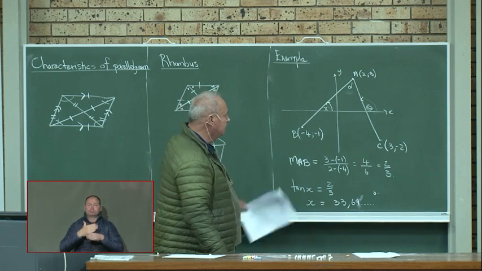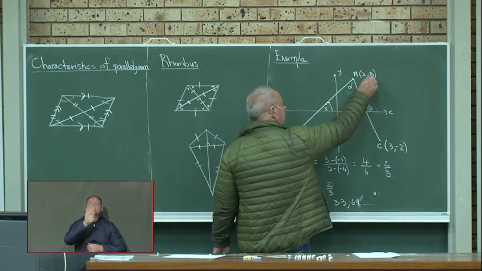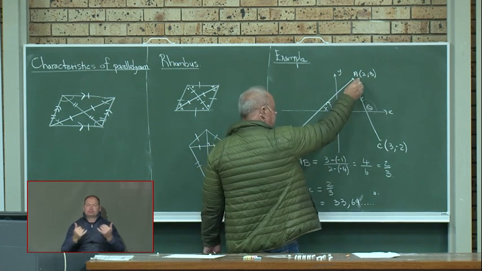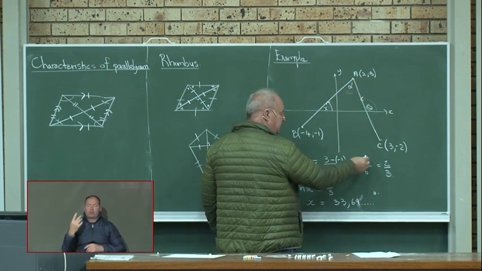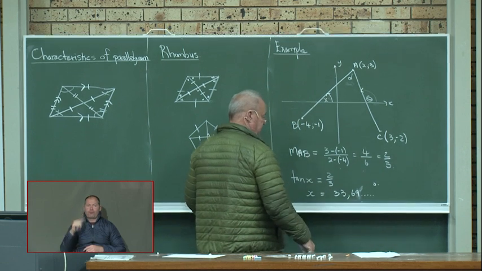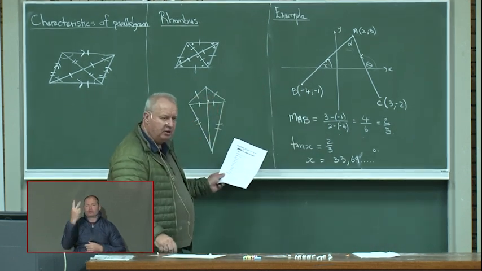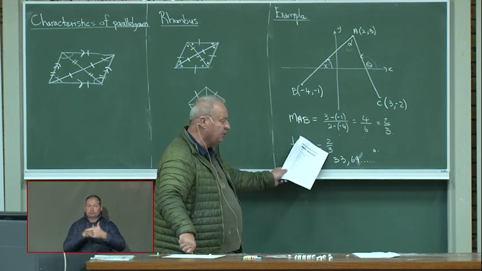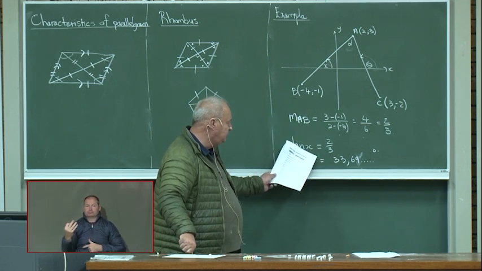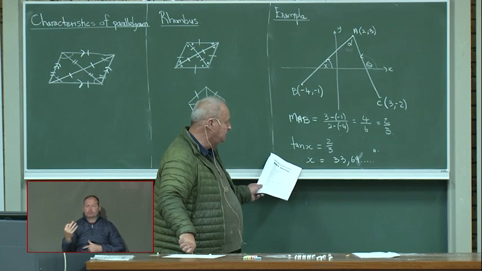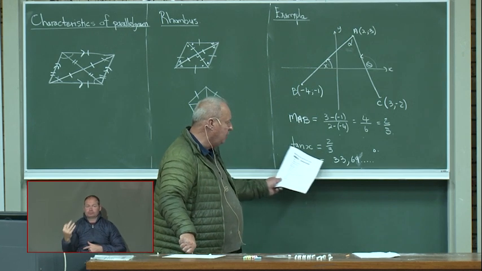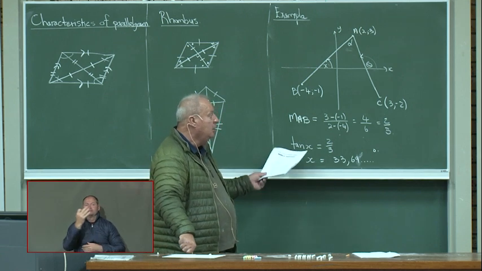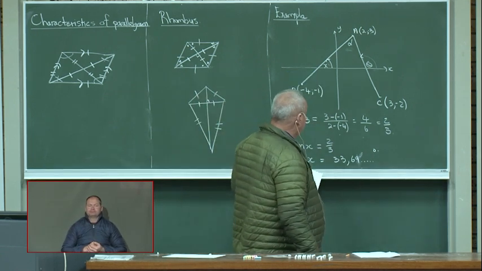Now, the gradient of AB is equal to change in y over change in x, 3 minus 1 over 2 minus 4, which gives you 4 over 6, which is 2/3. Now we know the tan of the angle of inclination is equal to the gradient. The gradient here is 2/3. So x is equal to shift tan of 2/3 on your calculator, and you get 33,69, etc. Right, now we've got x.